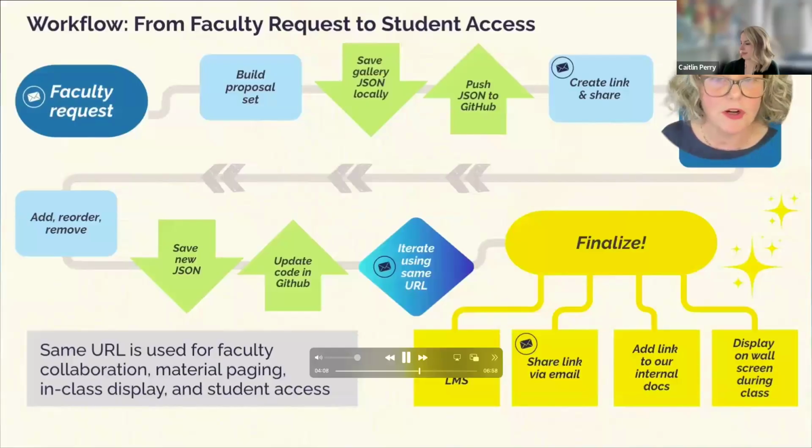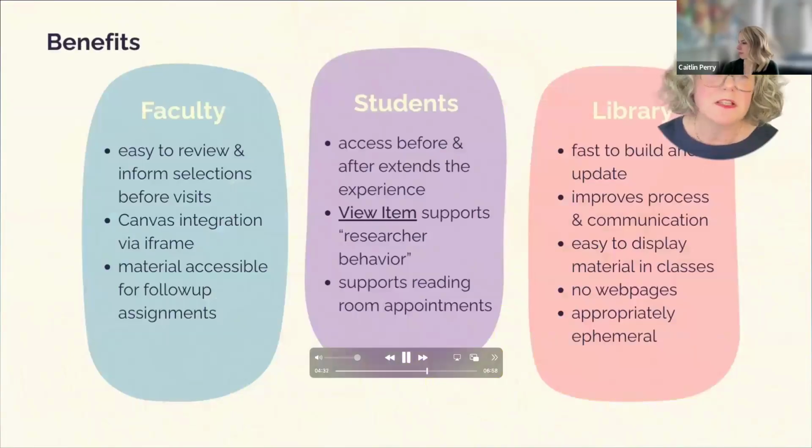I reorder and edit the set, save a new JSON, copy paste the code into that file on GitHub, and we can do all of this iteration in the same URL. Once finalized, the gallery can be embedded in the Canvas LMS. You can share the link via email. Obviously, we add the link to our internal documents, and we can display it on the wall screens in the library. So this is great for faculty because it's really easy for them to see the selections and review them ahead of time.